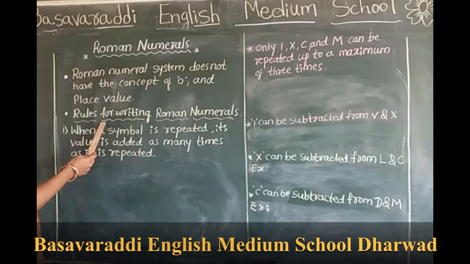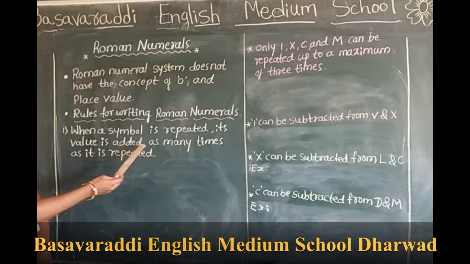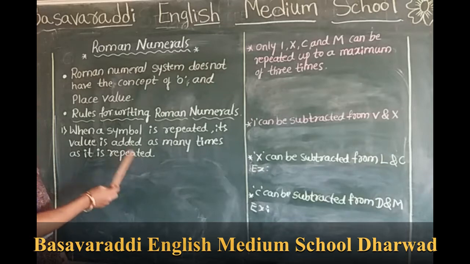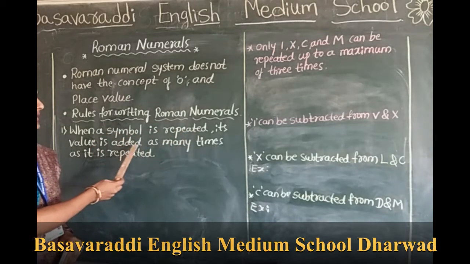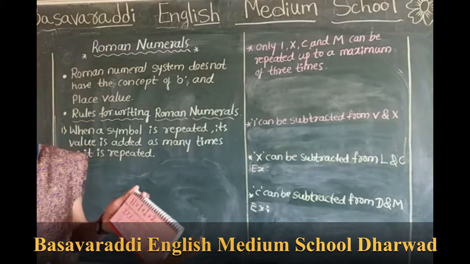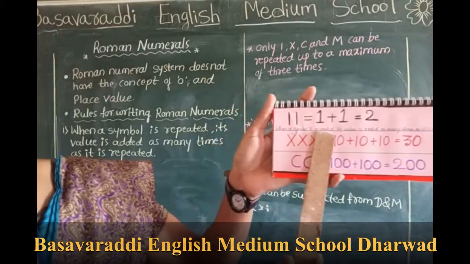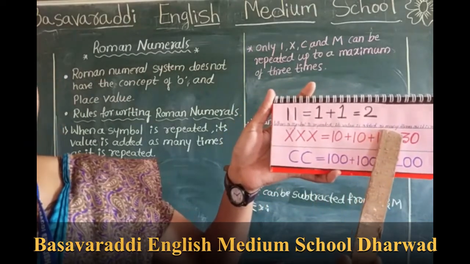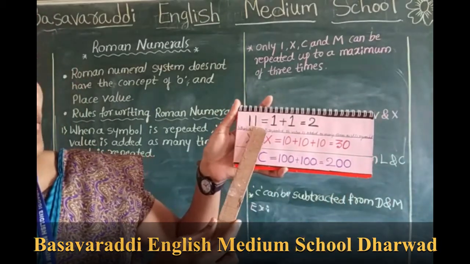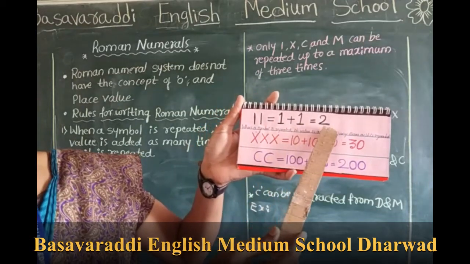The first rule is: when a symbol is repeated, its value is added as many times as it is repeated. I will show one chart with an example. So, I I: the symbol is repeated here, so the value is added, equal to 2.